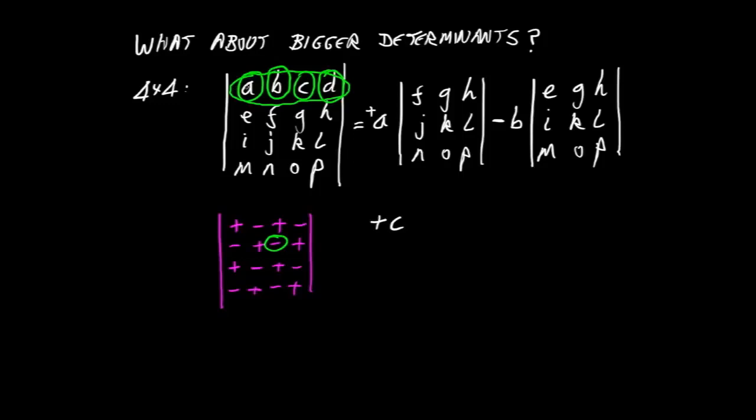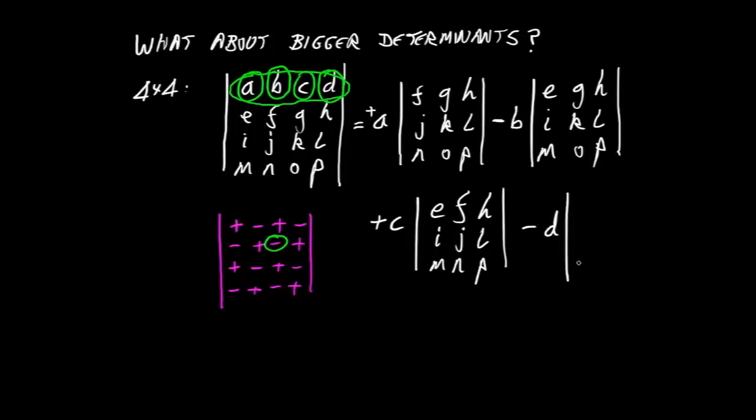We're on to plus C, and now we're going to just have E, F, H, I, J, L, and M, N, P. And then finally minus D onto what we get if we delete the top row and rightmost column, which is left over then E, F, G, I, J, K, M, N, O. There we are. That's how we handle a 4 by 4. Each of these 3 by 3s would then have to be evaluated and so on. So a lot of work. And that's the end of the video.